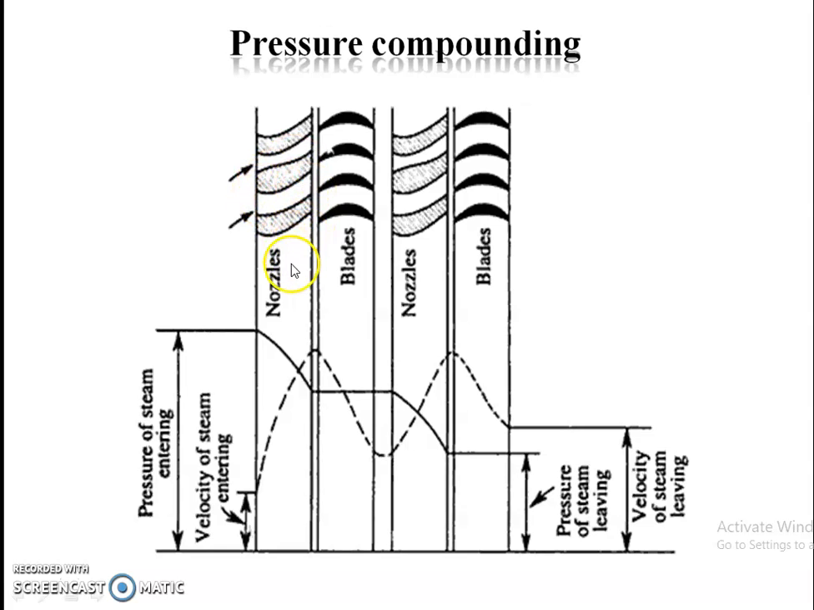This pressure compounding turbine has two nozzles and a blade. The high velocity steam enters the nozzle. From the graphical representation, as the steam enters the nozzle section, the pressure drops drastically. In the blade section there are no changes in pressure. The steam then goes to the nozzle section again, where the pressure is reduced, and again to the blade section, where there is no change in the pressure of the steam leaving.